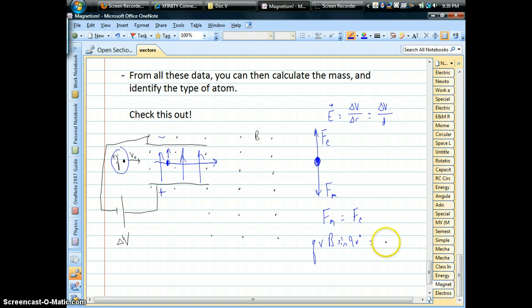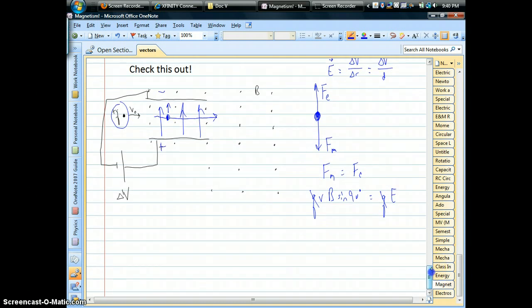And you want that to be equal to your electric force pointing upwards. Okay, and that's charge times electric field. That's how you find electric force. So notice that the charge drops out. And what we do is we solve for speed. We solve for that velocity. And when you do that, it's the strength of your electric field divided by the strength of your magnetic field.